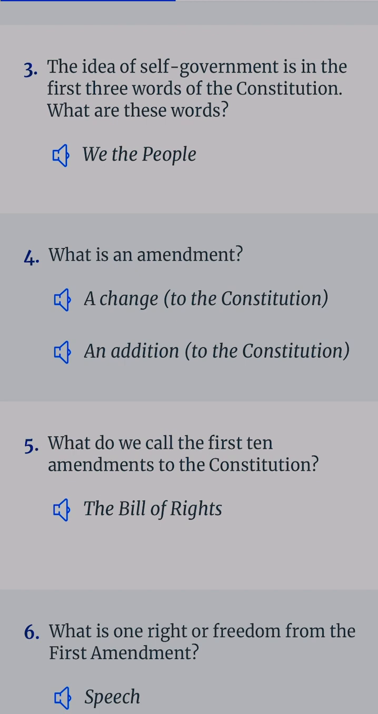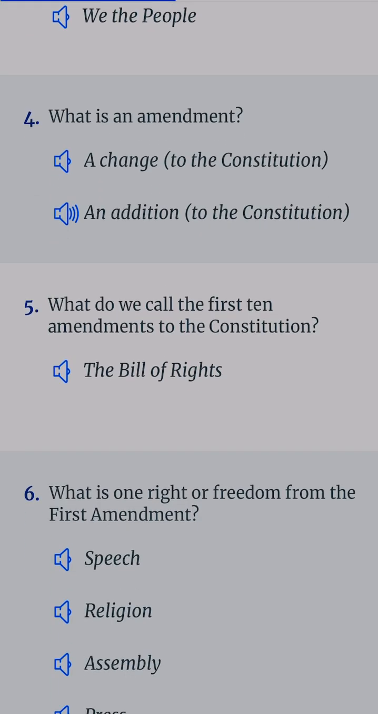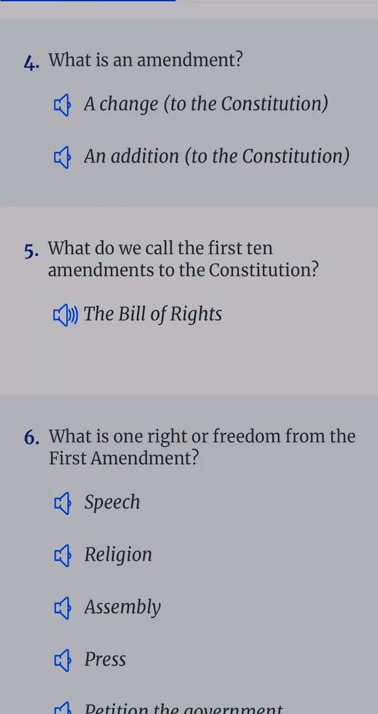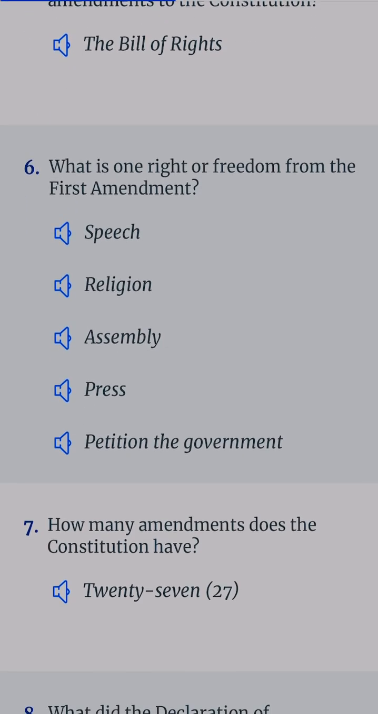What is an amendment? A change to the Constitution. An addition to the Constitution. What do we call the first 10 amendments to the Constitution? The Bill of Rights. What is one right or freedom from the First Amendment? Speech, religion, assembly, press, petition the government.